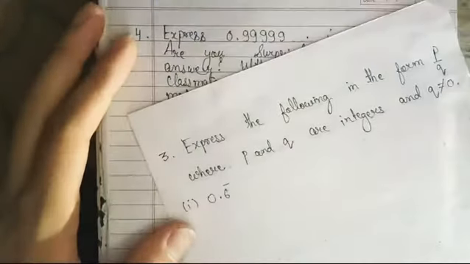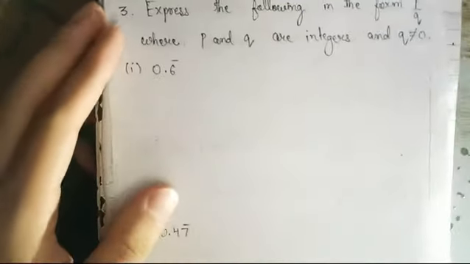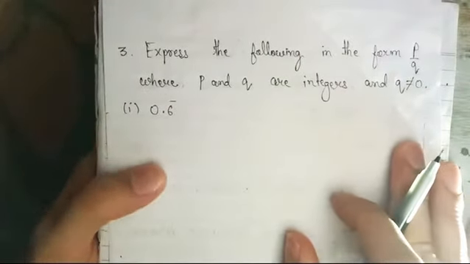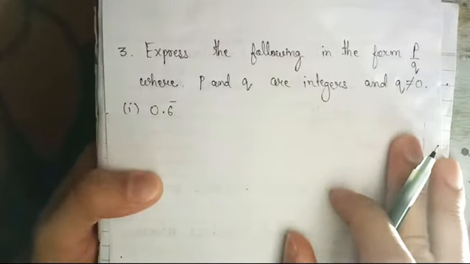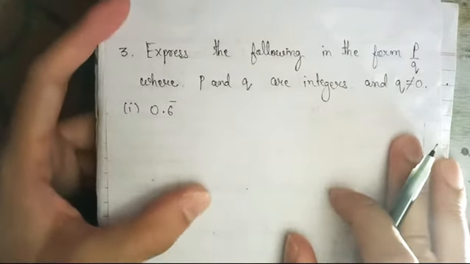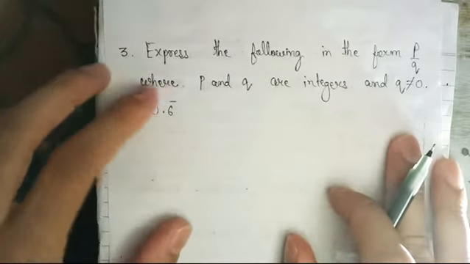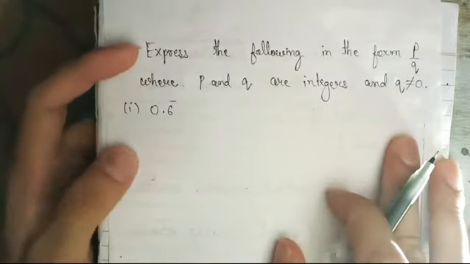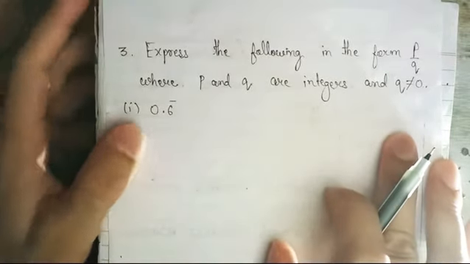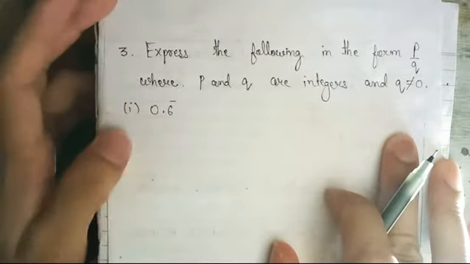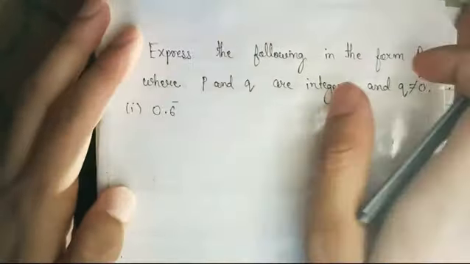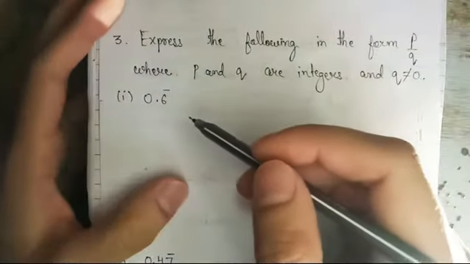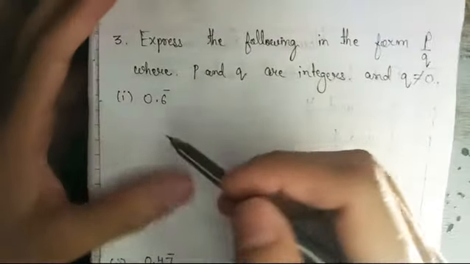Now we will proceed with the next question. The next question is, express the following in the form of p upon q, where p and q are integers and q is not equal to 0. So a repeating, non-terminating decimal expansion will be given to us, and we have to find a fraction from that decimal expansion. Here I will explain the method regarding the calculation of a fraction from a decimal expansion.